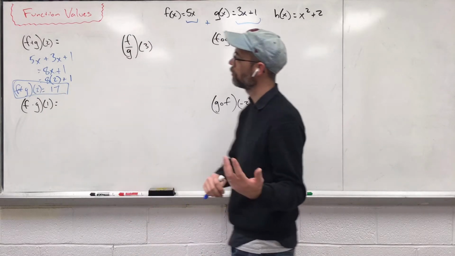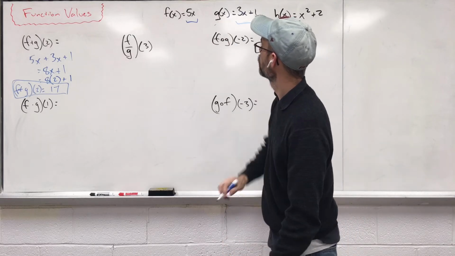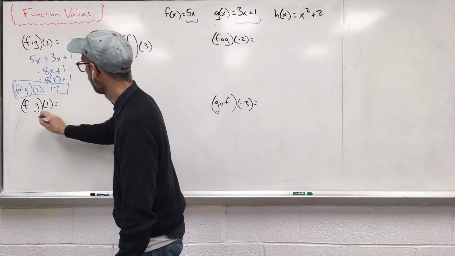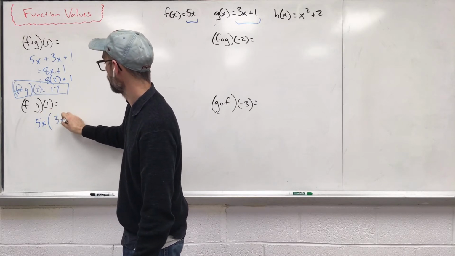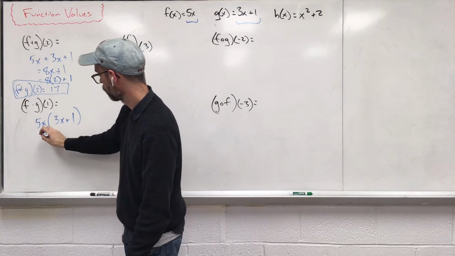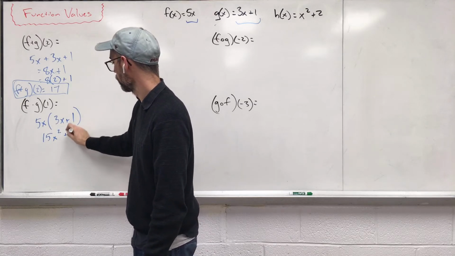What happens when you multiply f and g? Instead of addition, let's multiply. So set it all up: 5x times 3x plus 1. We have to distribute, so 15x squared plus 5x.